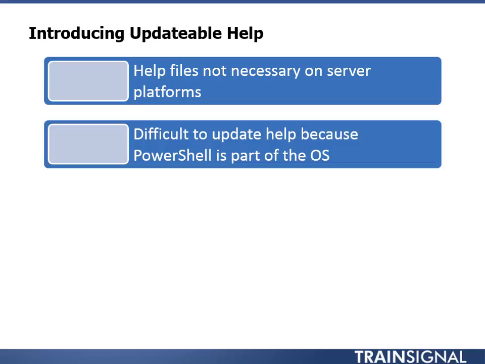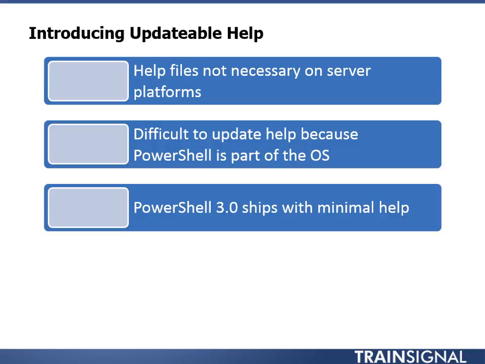The other part of having updatable help is that PowerShell is part of the operating system. So when it comes to updating the help, and the help is stored under the System32 directory structure, updating that is really difficult. There are a lot of hoops that people have to jump through at Microsoft. So if Microsoft needs to update the help, it's not easy to do. But by having this updatable help, they're able to overcome some of the technical limitations they have in terms of updating PowerShell through the operating system.